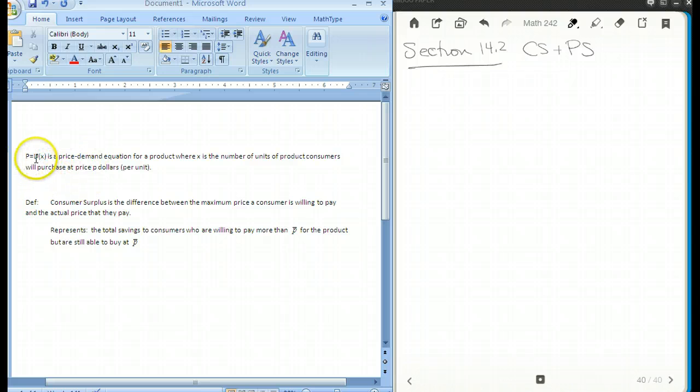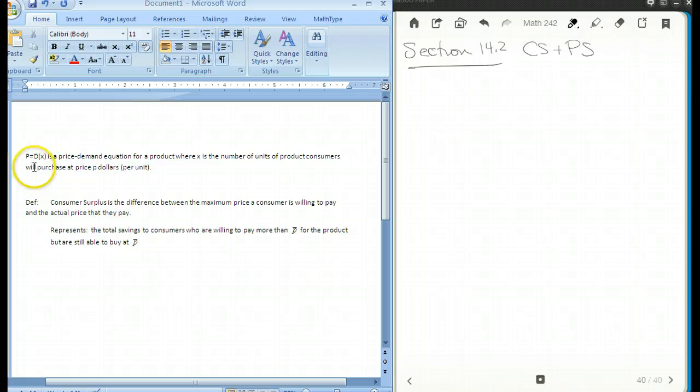So over here in our notes, I noticed that this first thing I have is that an equation like P equals D of X, that is a price-demand equation for a product, where X is the number of units of product that consumers will purchase at a price P dollars per unit, right? So this is giving you a relationship between the number of items and the price of that item, and it's talking about the demand, right? So it's a price demand equation.